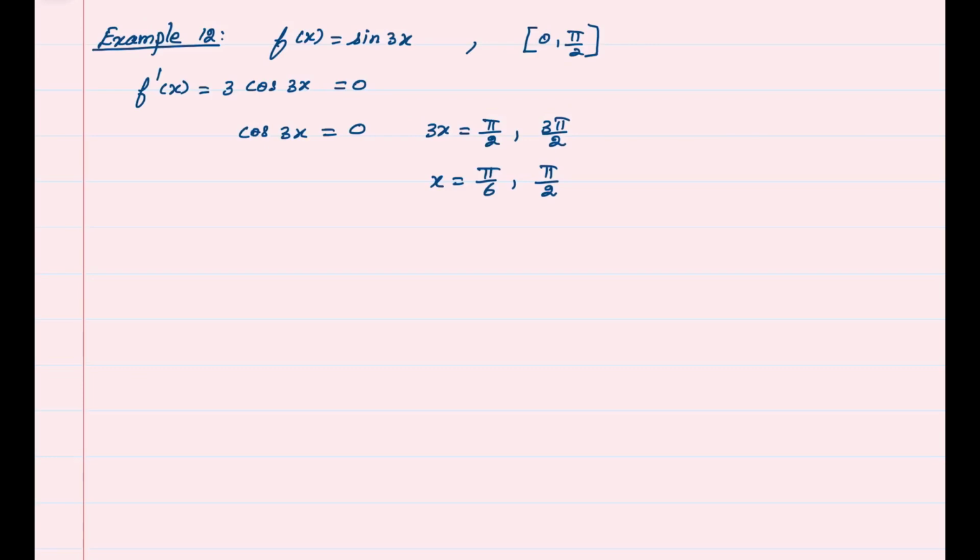So, these are the two critical values. The given domain is 0 to pi by 2 and it is a closed interval, and we have pi by 6. Since the word strictly is not mentioned in the question, we can include the critical values in the intervals which we are going to write.